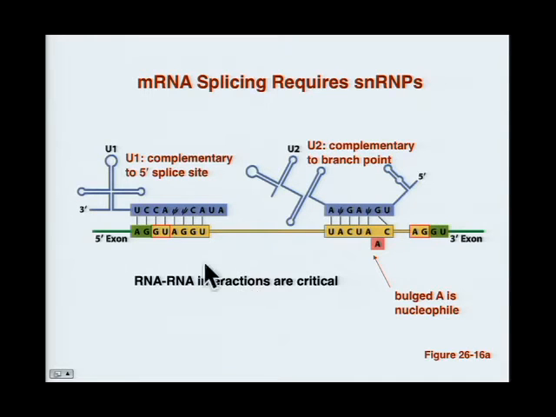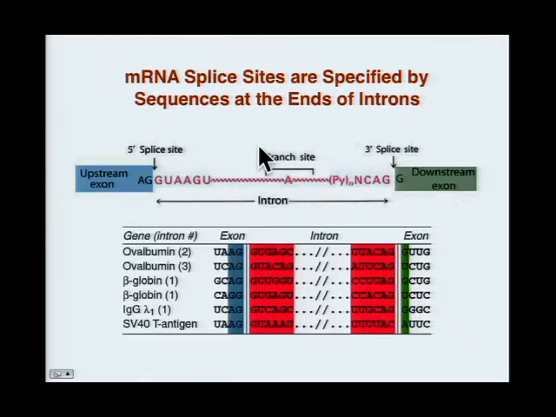And so that 2' hydroxyl is now going to attack the 3' phosphate on the 5' splice site. Okay? And so these snRNPs are helping in this process. So not only do you have snRNPs bulging out that adenosine, but you also have snRNPs recognizing the sequences both on the 5' splice site and the 3' splice site. And they do this by highly selective base pairing. We don't want to insert a single nucleotide or shorten by a single nucleotide. So base pairing provides this precision of these snRNP proteins.